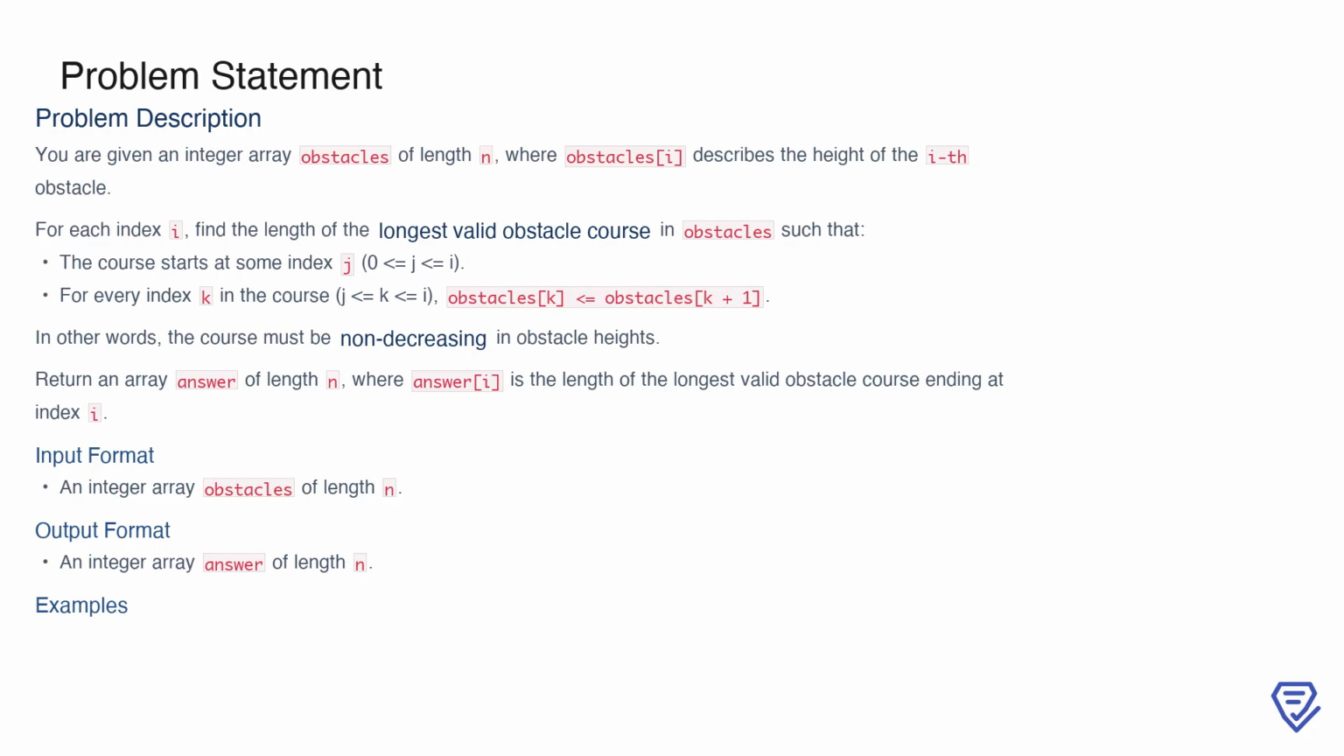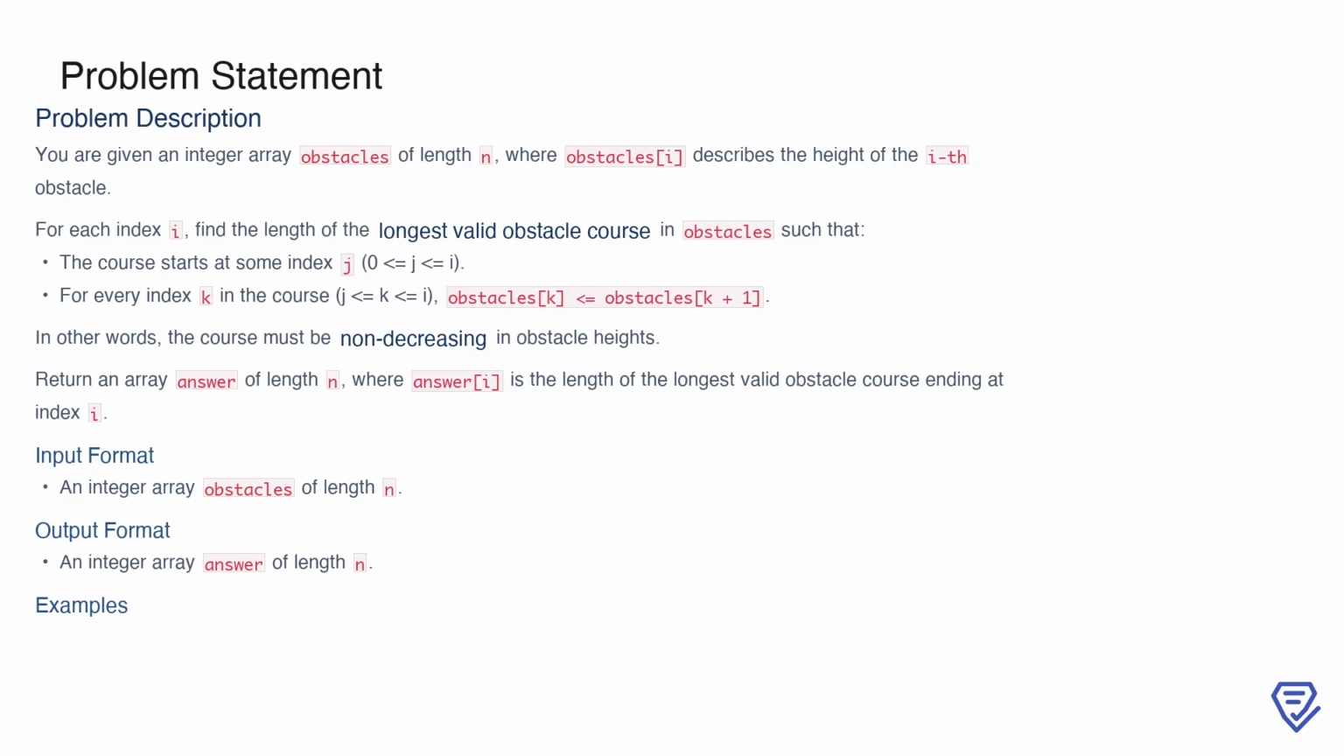from some earlier index j and ending at i that satisfies one key condition: the obstacle heights in the sequence must be non-decreasing. This means that each obstacle in the sequence must be less than or equal to the height of the next one. Our goal is to return an array called answer, where each element at index i represents the length of the longest valid obstacle course ending at that position.